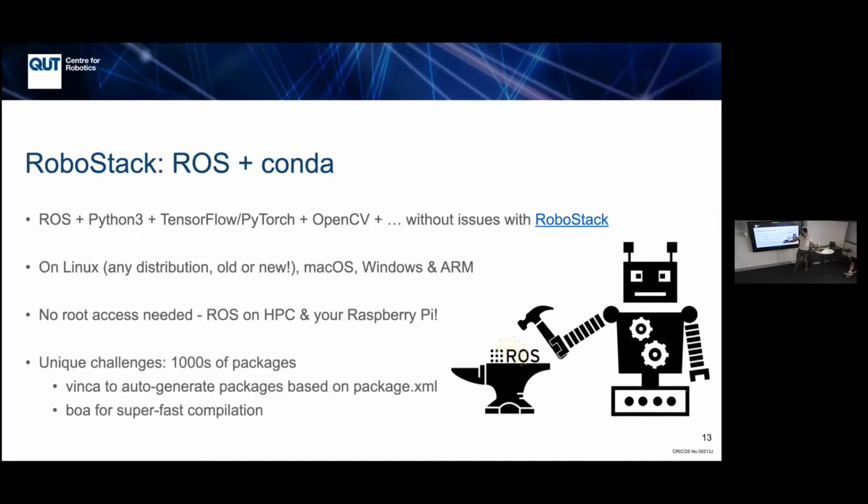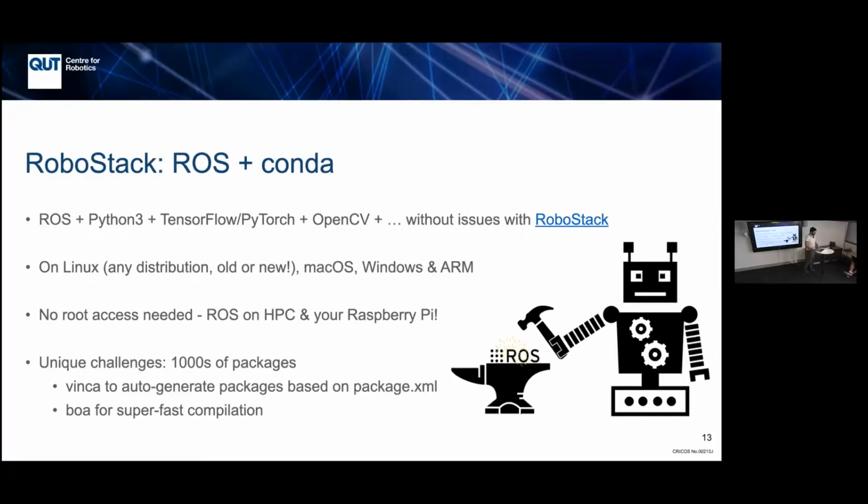And we faced unique challenges bringing it up. We auto-generate those Conda packages from the package.xml, so you can just run in any package XML and it creates that. And we use a different build script called Boa, which is a faster version of Conda build. So it just makes it super fast.